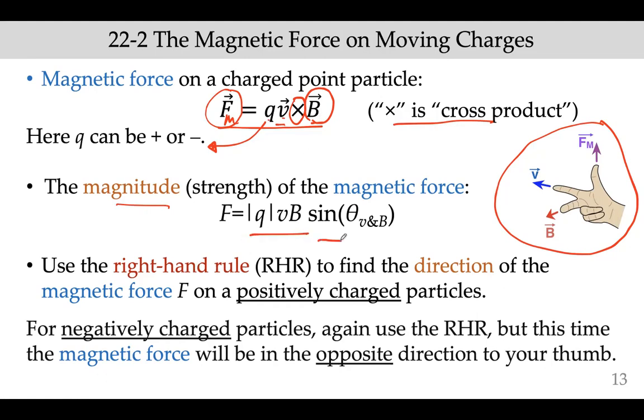times sine theta, and that theta is the angle between V and the magnetic field. So V is the velocity and B is the magnetic field. For example, you can have magnetic field lines in the up direction, and V can be, for example, maybe in this direction. So there's an angle between them. That angle is this angle here.